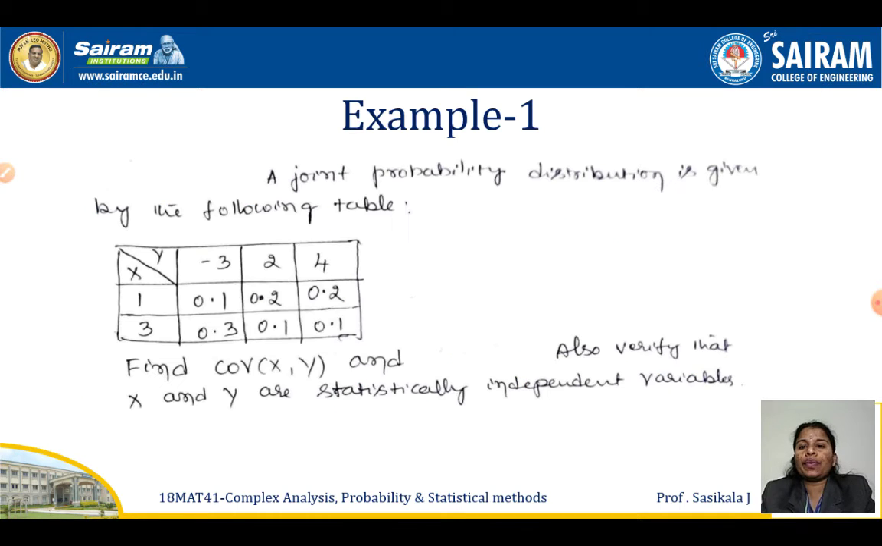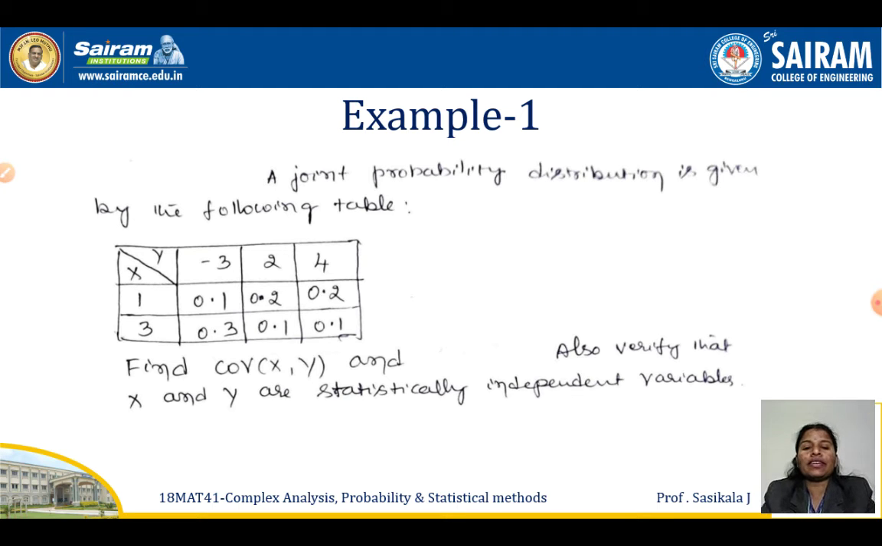Okay, so the first question, example 1: a joint probability distribution is given by the following table of x and y. x takes values 1 and 3, and y takes values minus 3, 2 and 4, and the values are 0, 0.1, 0, 0.2, 0, 0.2, 0, 0.3, 0, 0.1, 0.1. So the table is already given. This is a table together of x and y. What is the name of that? It is a joint probability distribution table. The question asks us to find the covariance of x comma y and also verify that x and y are statistically independent variables.